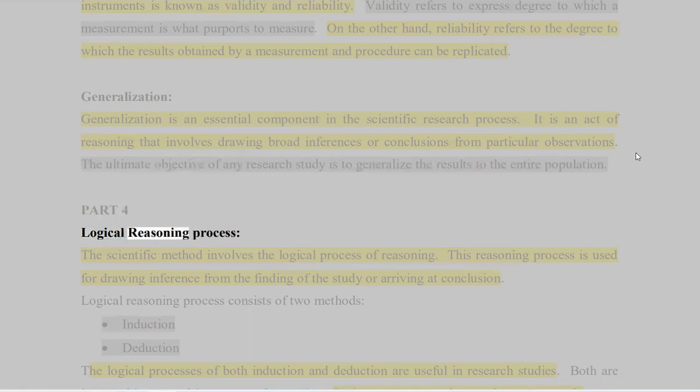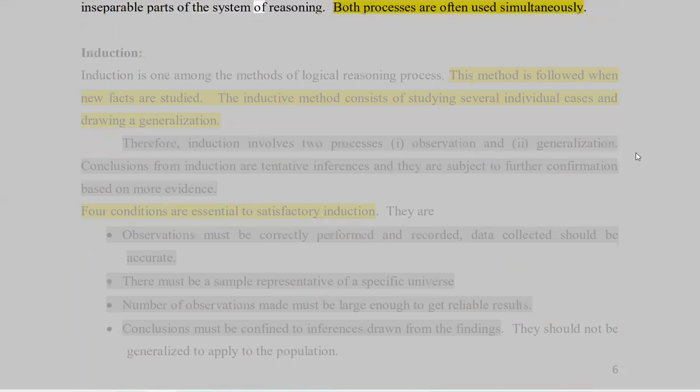Part 4: Logical Reasoning Process. The scientific method involves the logical process of reasoning. This reasoning process is used for drawing inference from the findings of the study or arriving at conclusions. Logical reasoning process consists of two methods: induction and deduction. The logical processes of both induction and deduction are useful in research studies. Both are inseparable parts of the system of reasoning. Both processes are often used simultaneously.